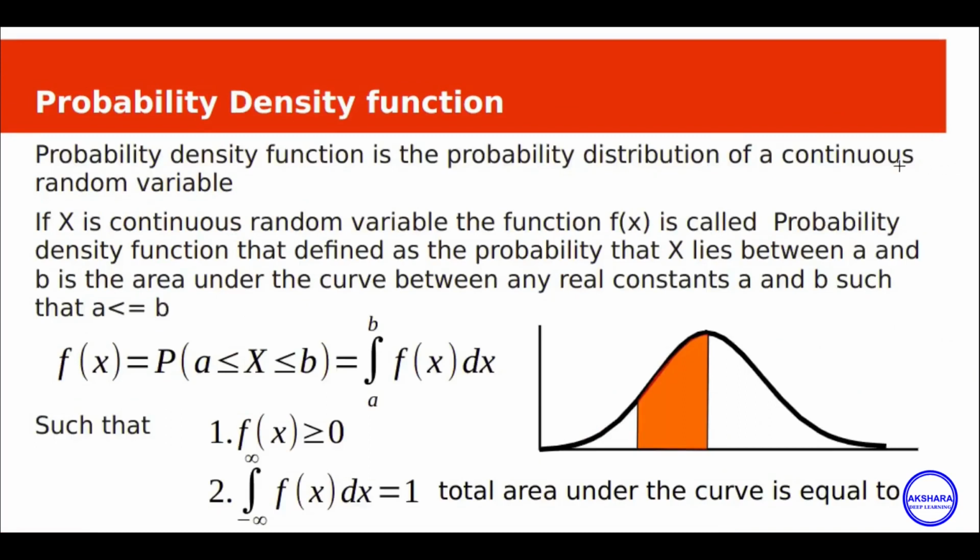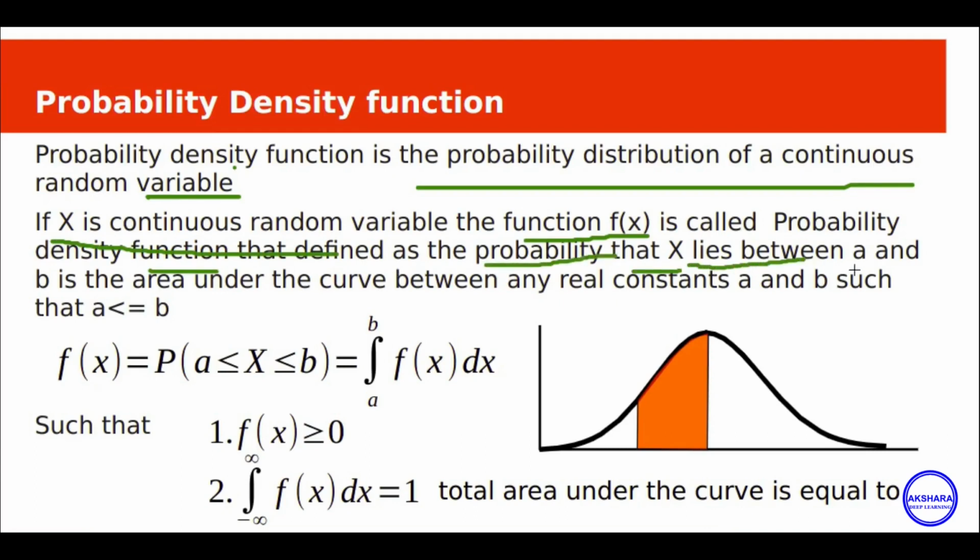Probability density function. The probability density function is the probability distribution of a continuous random variable. Let's see the definition. If x is a continuous random variable, the function f of x is called the probability density function. It is defined as the probability that x lies between points A and B, meaning it is the area under the curve between the 2 points A and B. Here A is less than or equal to B.